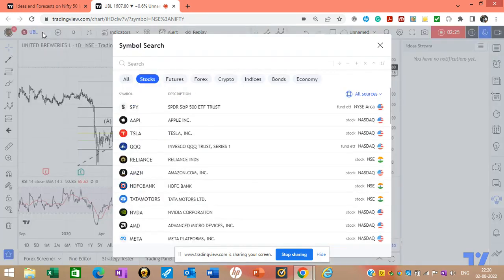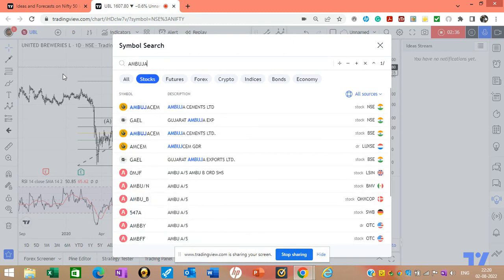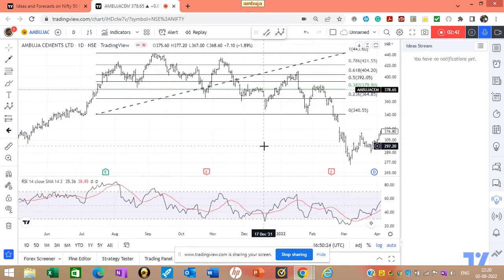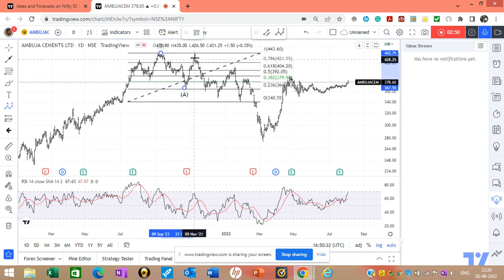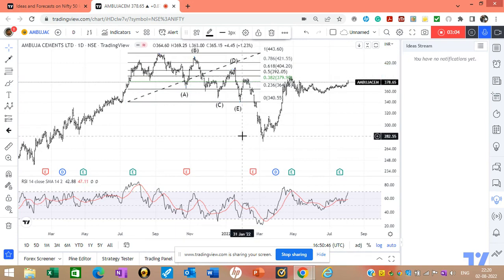Now leading diagonal patterns appearing as wave A. So this is a leading diagonal pattern appearing as wave A. A, B, C, D and E. Here the retracement of the second wave is more than 38% but less than 50%. Okay.